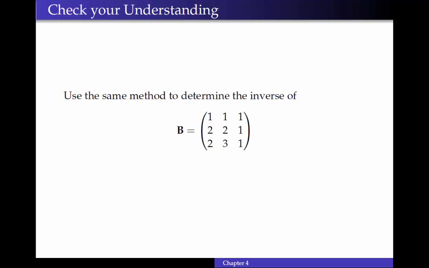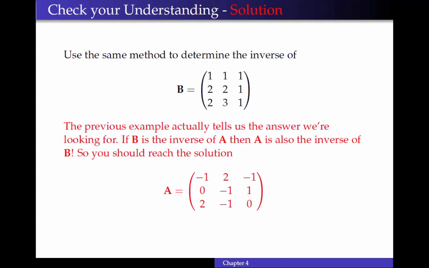So now you can try to work through this calculation by yourself. Use the same method to determine the inverse of the matrix B. If you went through that calculation, you may have noticed that this is exactly the inverse we just calculated in the previous example. If B is the inverse of A, then A is also the inverse of B. So you should reach the solution that's the matrix we started with in the previous example.